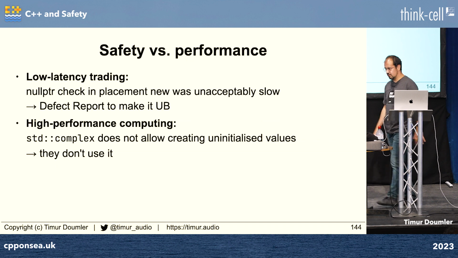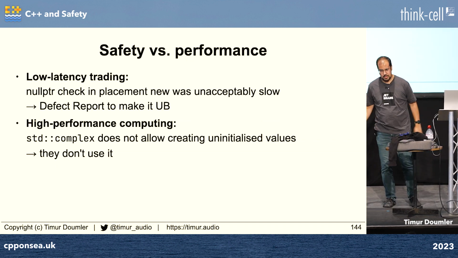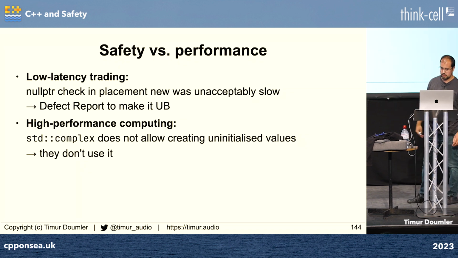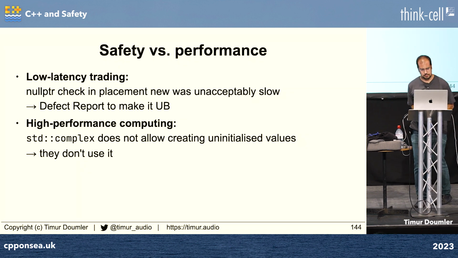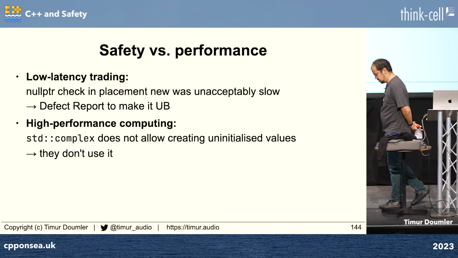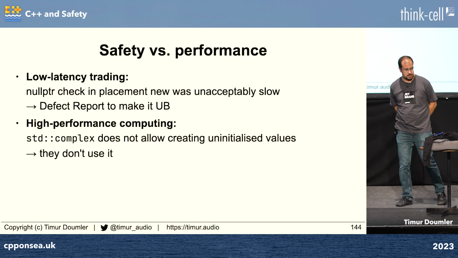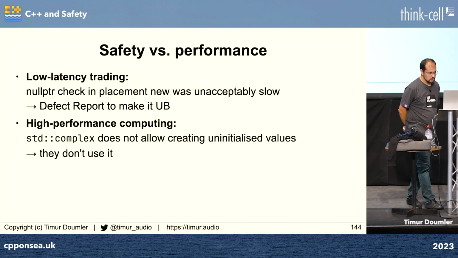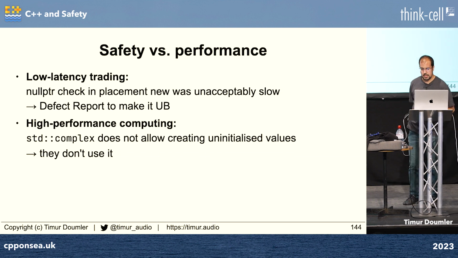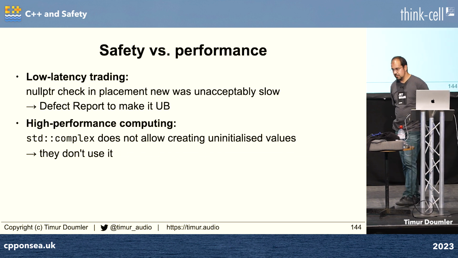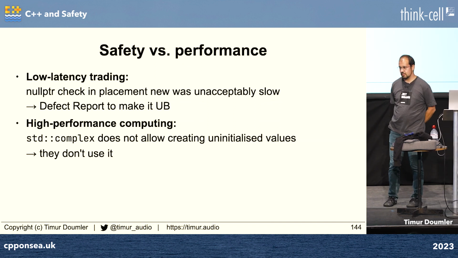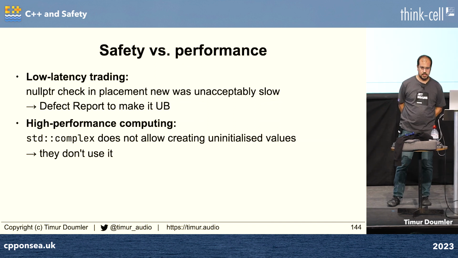It was just not acceptable for them, right? So they had to hack the compiler to not insert the check, and then eventually we had a defect report to make it UB in the standard. Here's another example from high performance computing. The people use complex numbers a lot, but std::complex forces you to zero initialize the values or initialize them to something, right? It does not allow you to just leave them uninitialized. And for HPC people, that's an unacceptable performance overhead. So they just don't use std::complex. They roll their own.